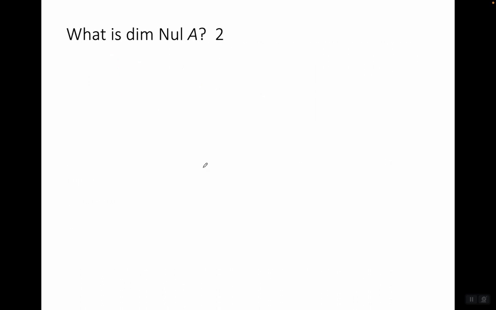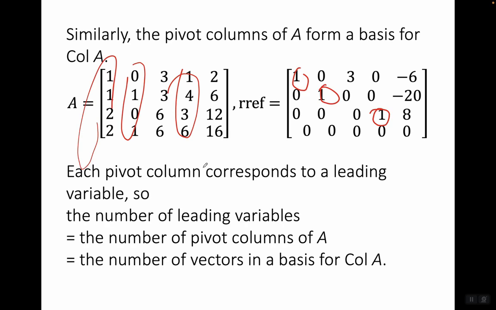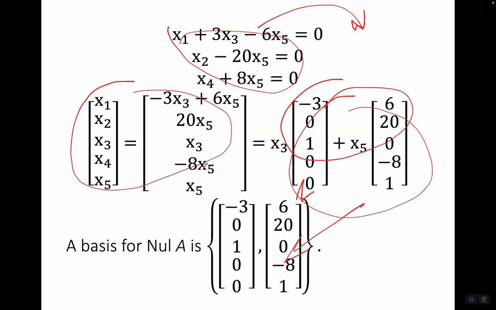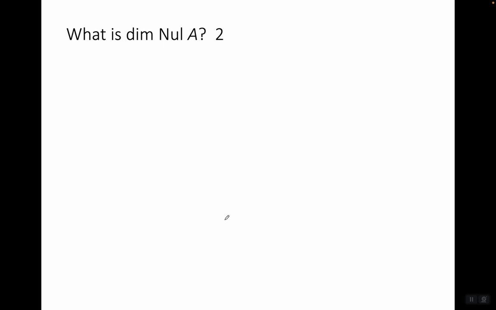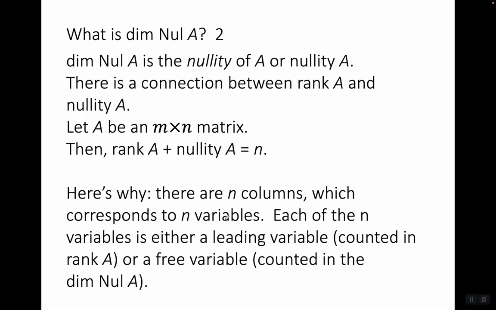What is the dimension of the null space of A? That's 2. Here's why. Because when we found a basis for the null space of A, it had 2 vectors in it. But actually, we didn't even have to go through all this rigmarole to calculate the null space of A to know that the answer is 2. The dimension of the null space of A is called the nullity of A, or nullity A.